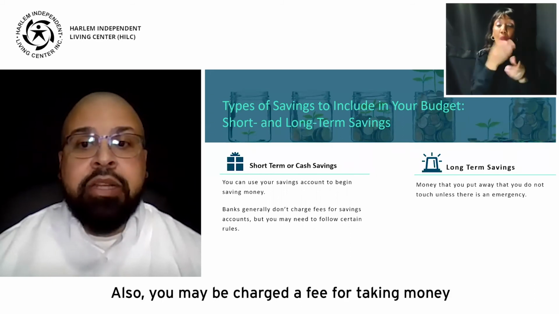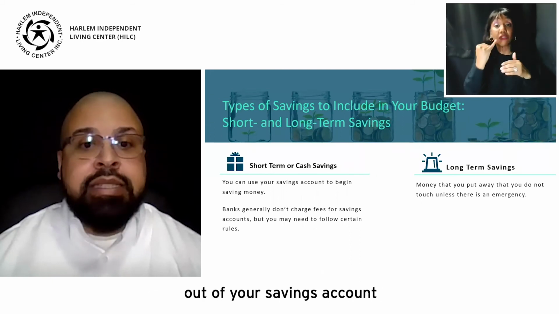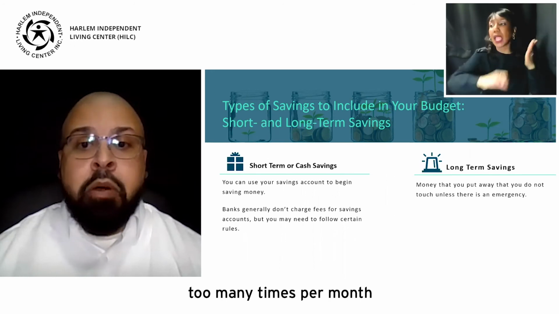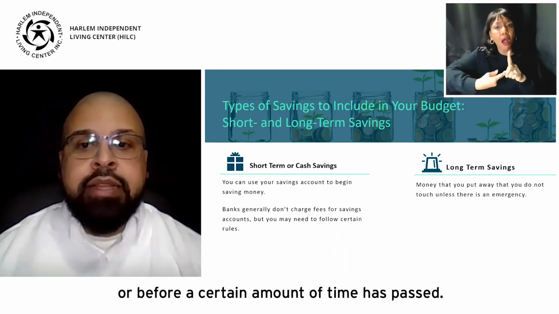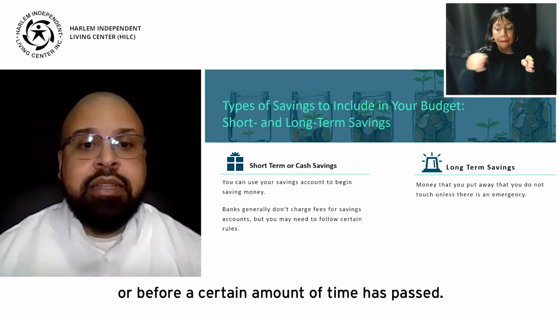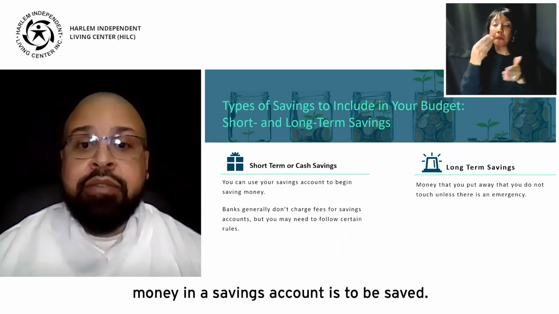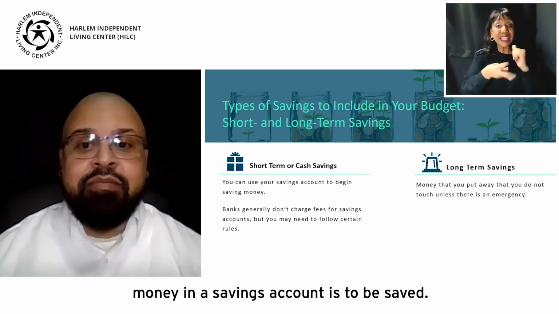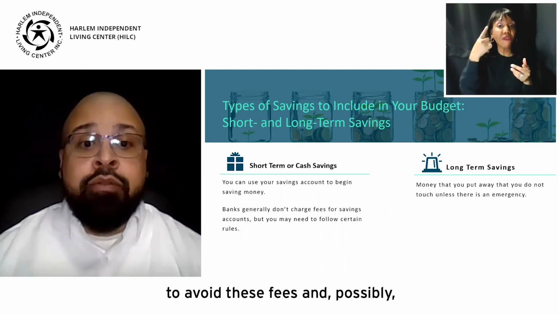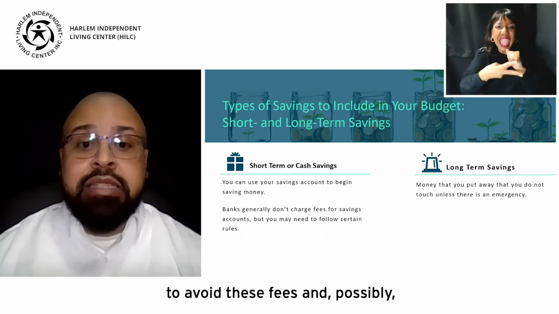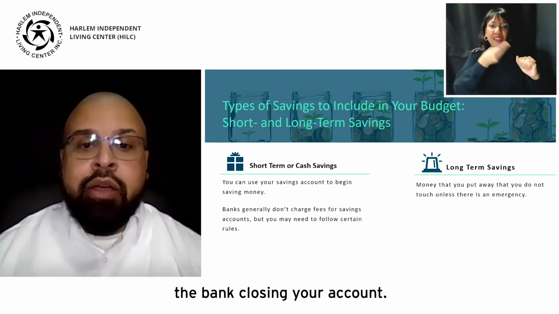Also, you may be charged a fee for taking money out of the savings account too many times per month or before a certain amount of time has passed. Remember, money in a savings account is to be saved. Leave the money in the savings account to avoid these fees and possibly the bank closing your account.